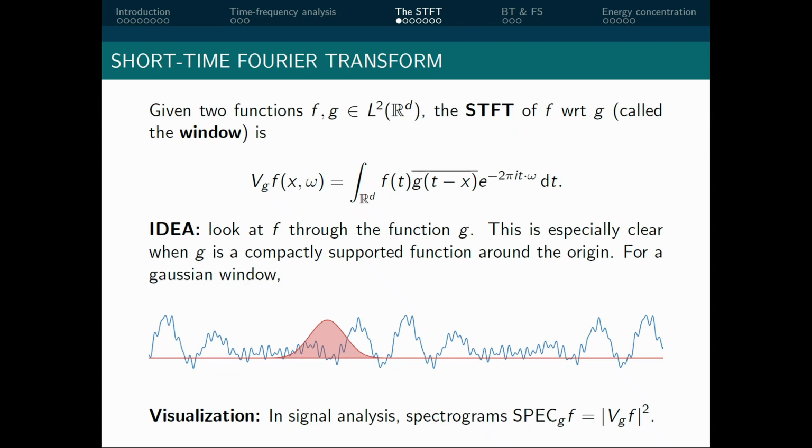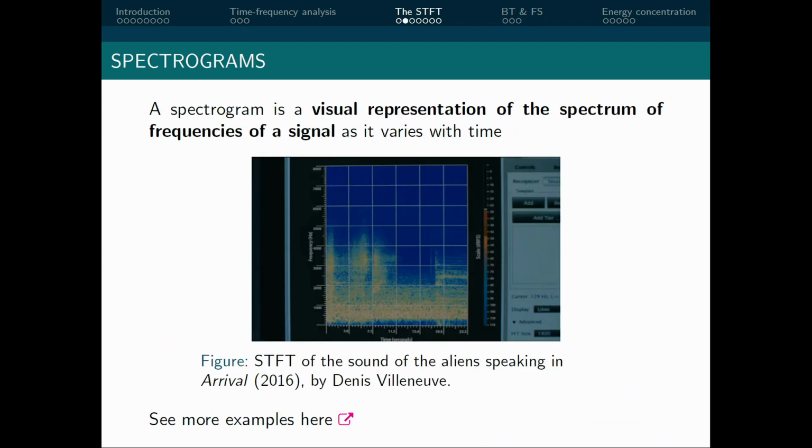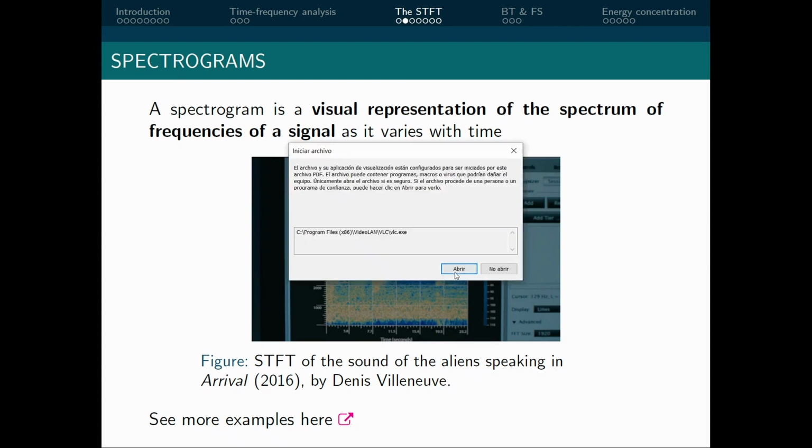And there's a really neat way of visualizing this, which is spectrograms. So spectrograms basically are like the modulus squared of the short-time Fourier transform. For example, in the film Arrival by Denis Villeneuve, which is a really good film, you should watch it if you haven't, you can hear some aliens speaking, and at some point they show a short-time Fourier transform. And I have prepared some examples so that we all enjoy them together.